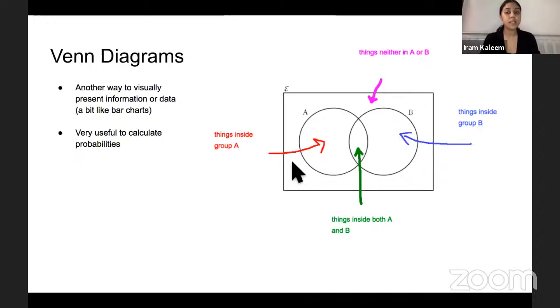And we sort things that belong into this group in one circle, things that belong into the other group in another circle. Things that belong in both go in the intersection, and things that belong in neither go in the outer space, but still inside the box.